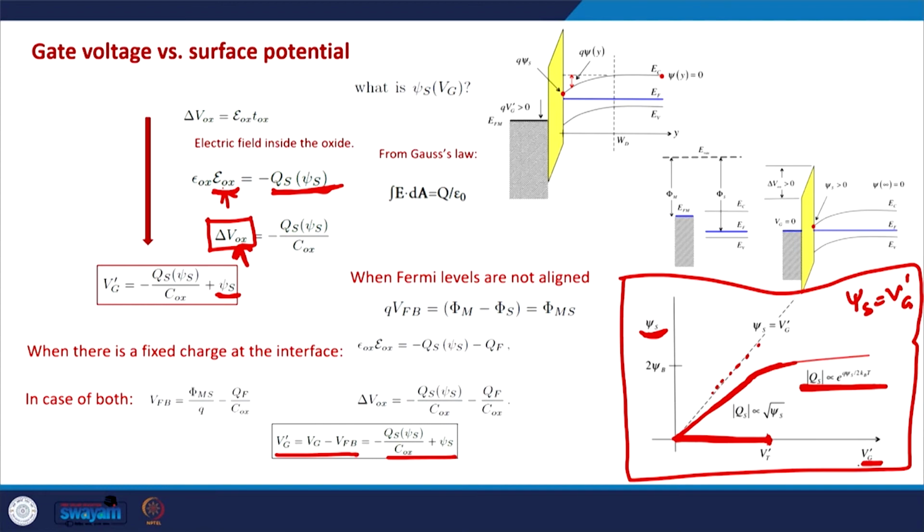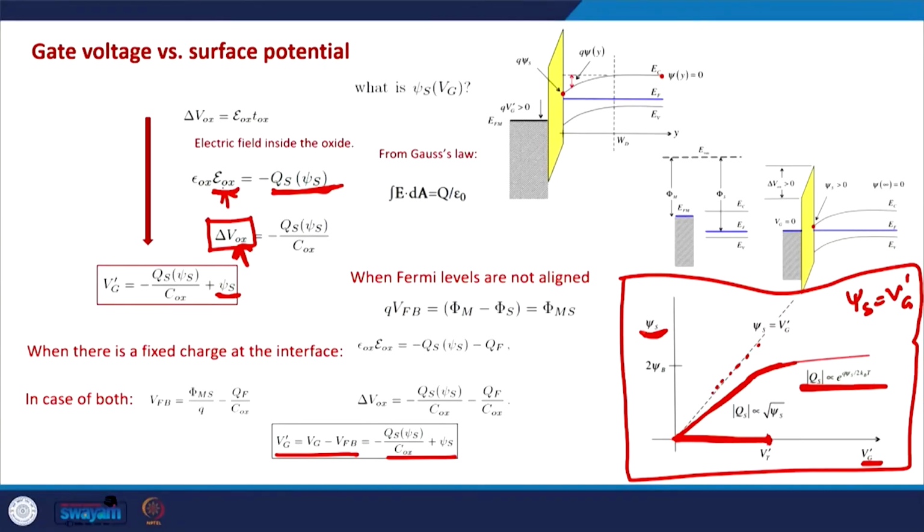In the beginning of this lecture, we saw a relationship between Qs and psi s. Here we have seen a relationship between psi s and Vg prime, and Vg prime is related to Vg by this relationship: Vg prime is Vg minus Vfb. So essentially the same kind of relationship will hold between psi s and Vg. Before inversion and after inversion, this change is noticeable, and it needs to be kept in mind while understanding the surface potential in semiconductors.